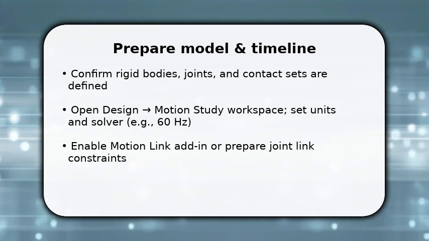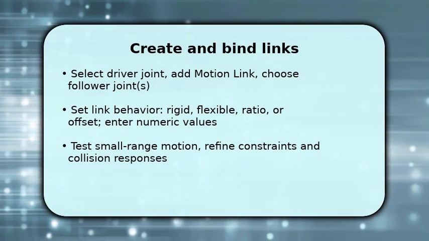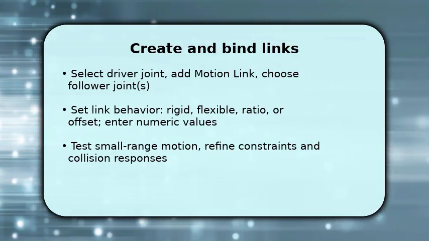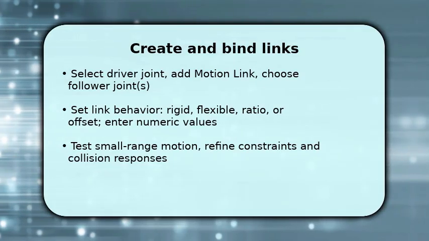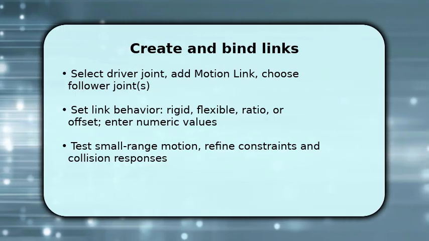Now you create and bind the links. Select the driver joint and add a motion link to each follower joint. Make sure to choose the correct behavior, rigid, flexible, ratio, or offset, and enter precise values like 1, 1, or 0.5 for gear style relationships.